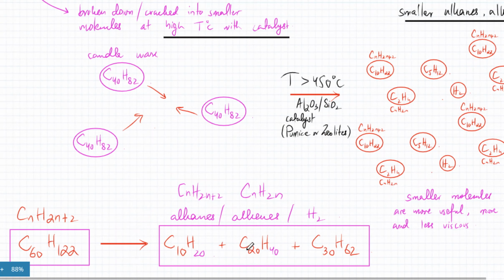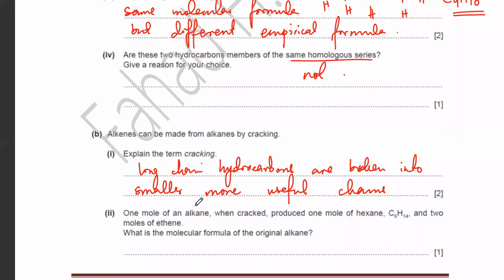So a 60 carbon atom molecule will become small pieces. So 1 mole of an alkane when cracked produces 1 mole of hexane and 2 moles of ethene. So cracking is happening, and what is formed? It got 1 mole of hexane, which is C6H14, and 2 moles of ethene, which is C2H4. And there are 2 moles of that.